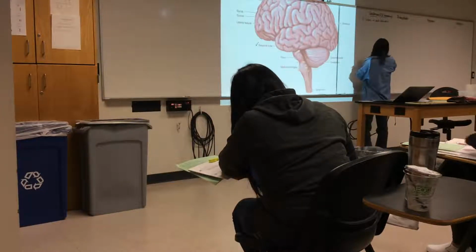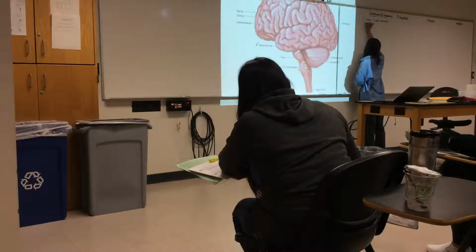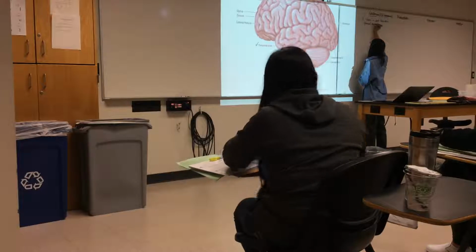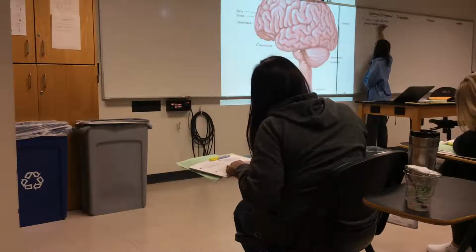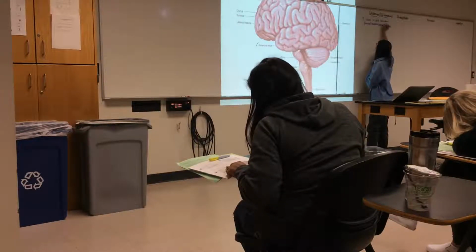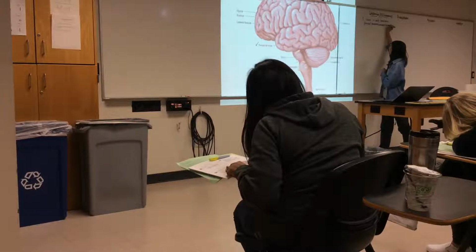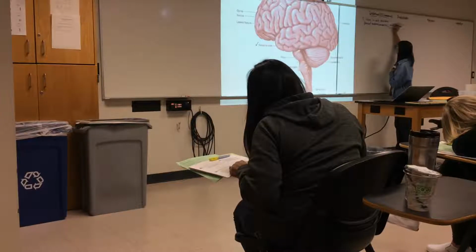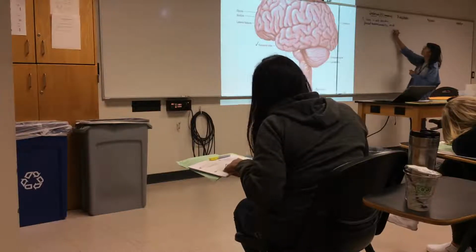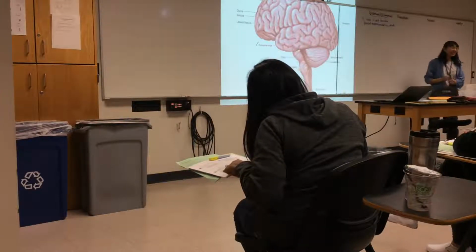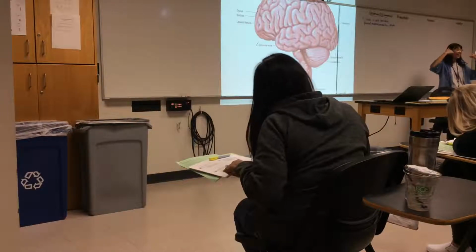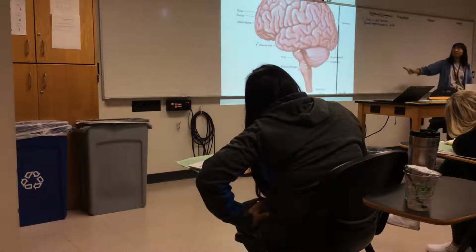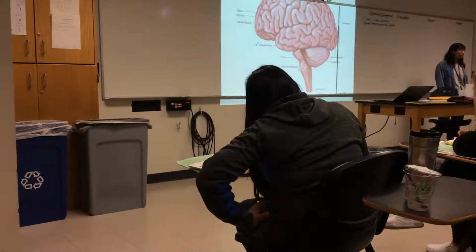Okay, so the 5 lobes, we have frontal, temporal, parietal, occipital, and insula. How I remember this? Insula is inside, right? It's insulated by everything else? Yeah, it's insulated. Good. Yeah. Insula is insulated by everything else.